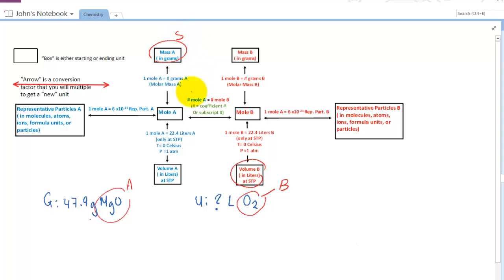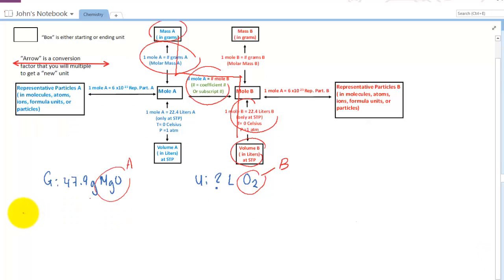So to get from here to there, we have to go down, across, and down, with 3 different conversion factors. So we have to multiply by 3 different conversion factors. So how do we use the flowchart based on the 3 conversion factors? With that information, we are going back to our given again, 47.9 grams of magnesium oxide, and we multiply all the conversion factors in the correct order.